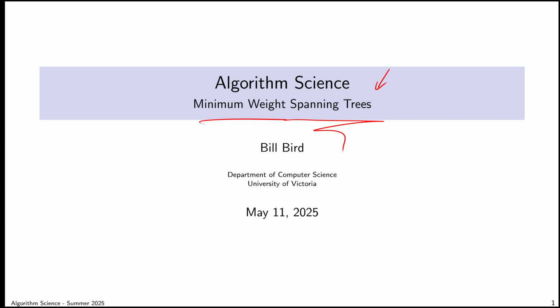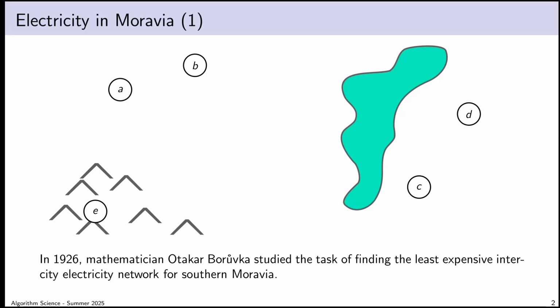Now, of course, before we can really talk about that, I guess I have to define minimum and weight. And I'm going to do that by talking about this entire problem, I guess going back in time, talking about the history of the minimum weight spanning tree problem. That's going to take us back about 99 years to 1926, when a mathematician named Borůvka was studying the task of connecting a bunch of cities in southern Moravia together into an electricity network. Now, Moravia is in the modern-day country of Czechia in Europe.